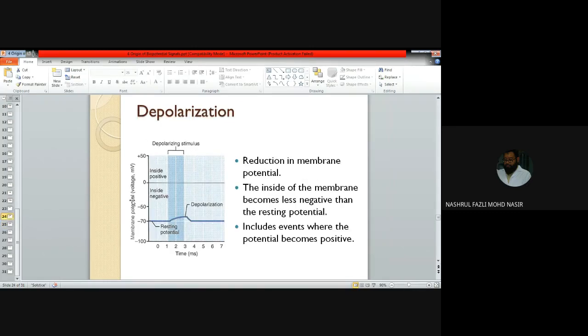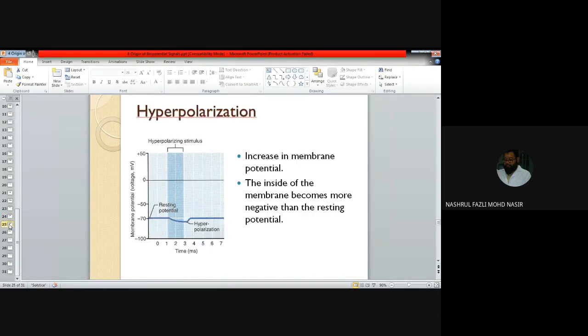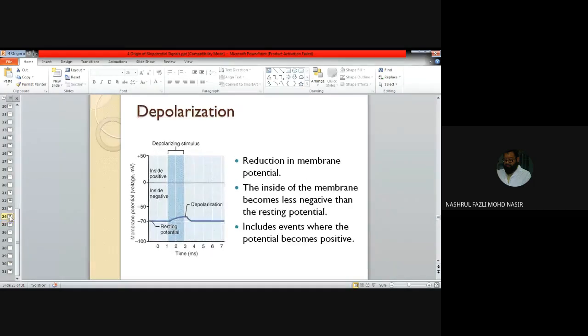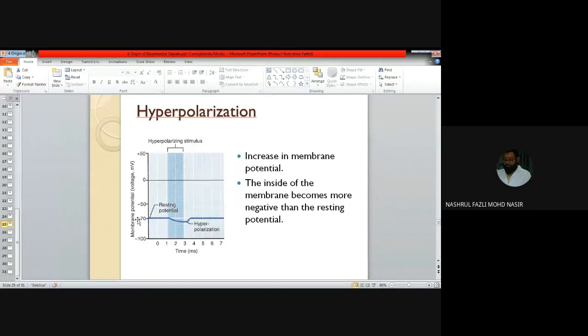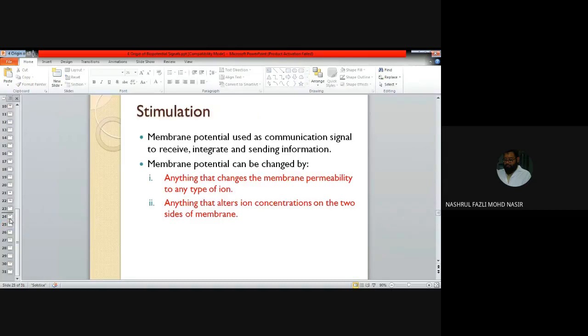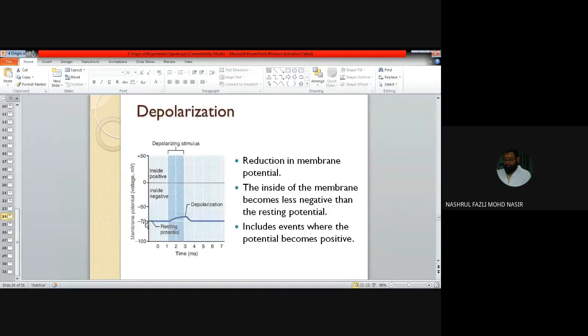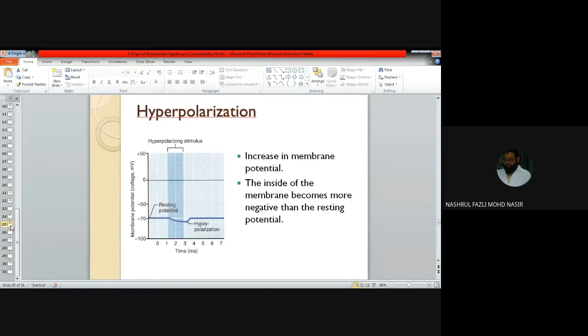So you look at the graph. This is the resting potential, remember, negative 70 again. At the resting potential, when it is a depolarization, the inside of the membrane becomes positive. With hyperpolarization, it becomes negative.